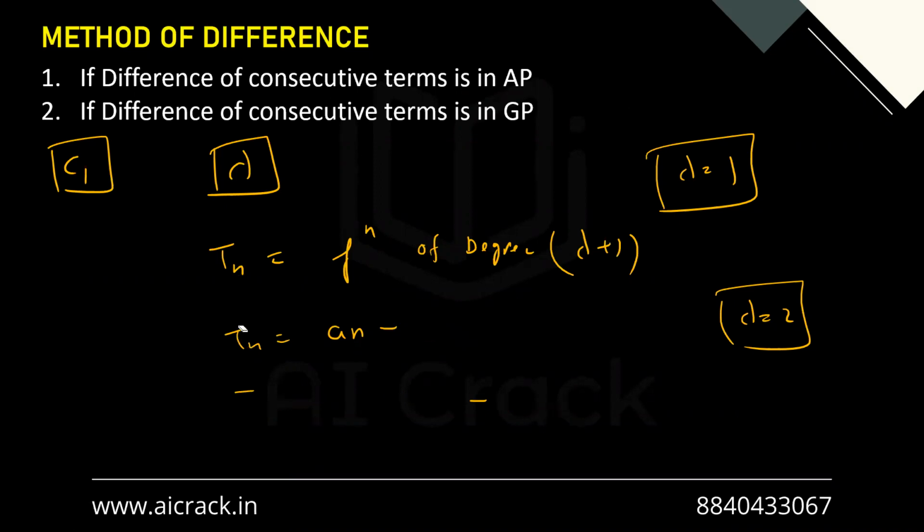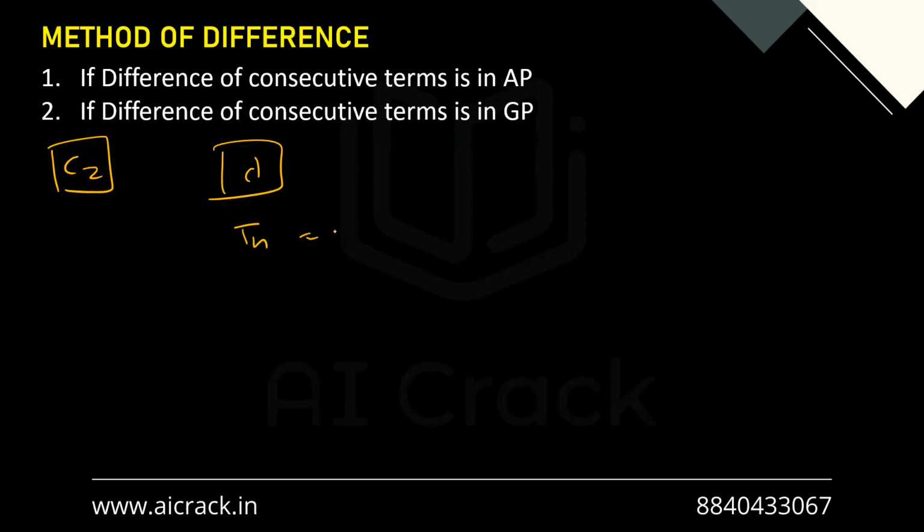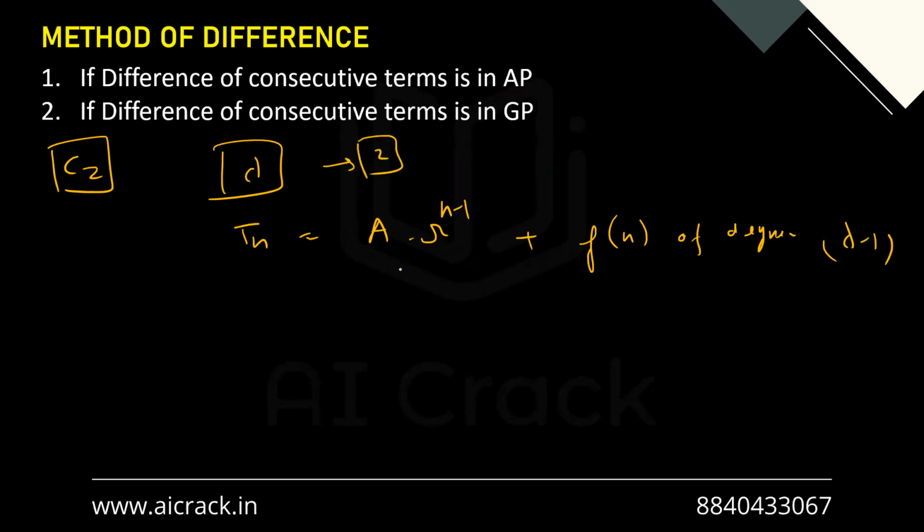Now for case 2, in case of GP, let's say lambda is the step where we are finding the GP. In that case, Tn function would be some constant A multiplied by common ratio of the GP raised power n minus 1 plus a function of degree lambda minus 1. So let's say we got lambda equals to 2 from here. So in that case, we'll be getting A R to the power n minus 1. N is the number of terms, R is the common ratio of GP, plus function of degree lambda minus 1. That is 2 minus 1, that is 1 only. So basically, we'll be getting some An plus B function. That would be our Tn format, okay? So this was our first method to solve these kind of questions when difference of consecutive terms are in AP or when difference of consecutive terms are in GP.